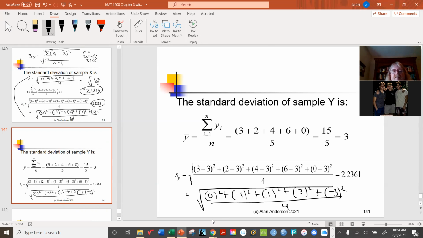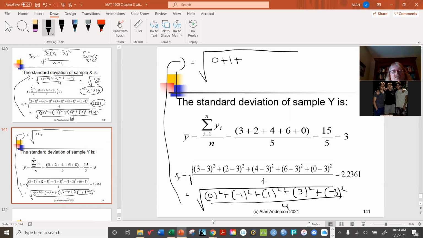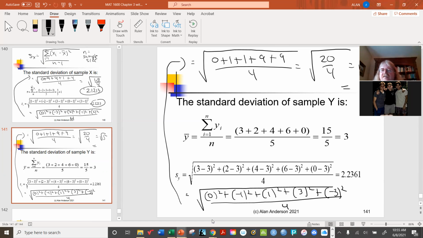And I'll move that way up here on the top. Of 0 plus 1 plus 1 plus 9 plus 9 over 4. So that's 24 over 4, which is 6, and radical 6 is approximately 2.2361. Perfect.